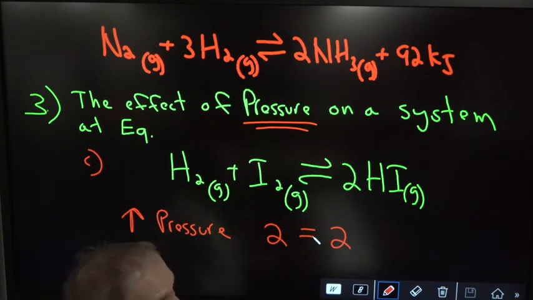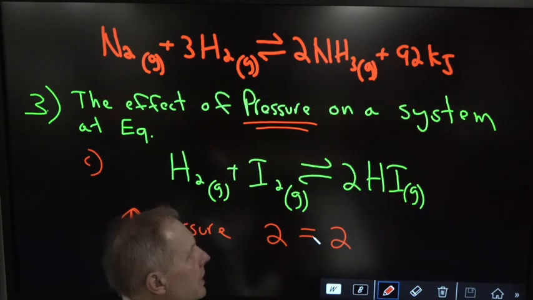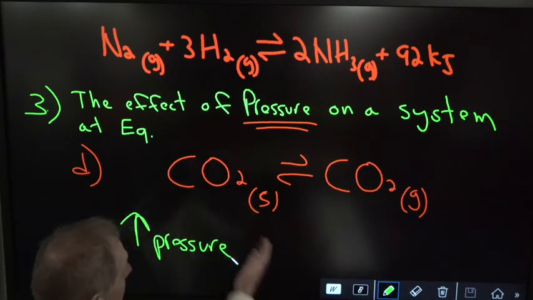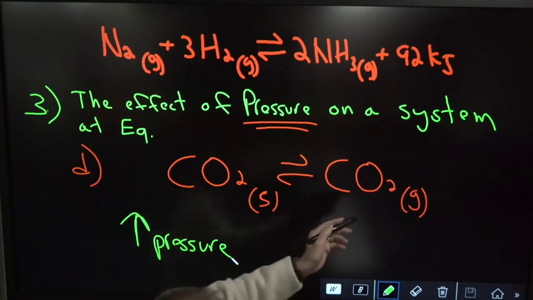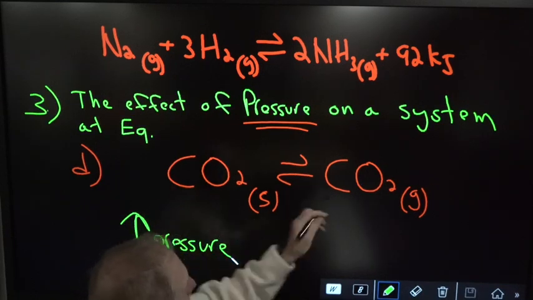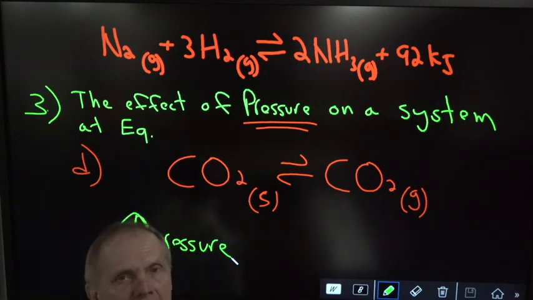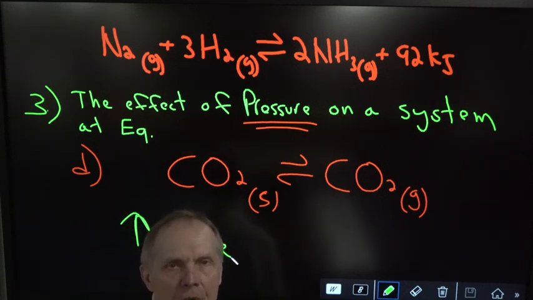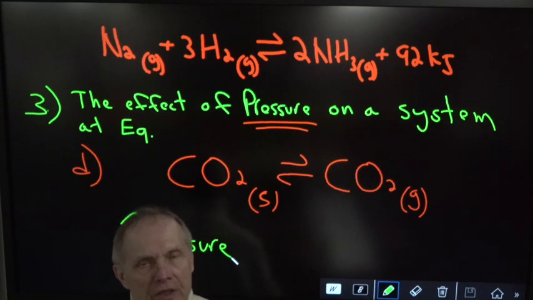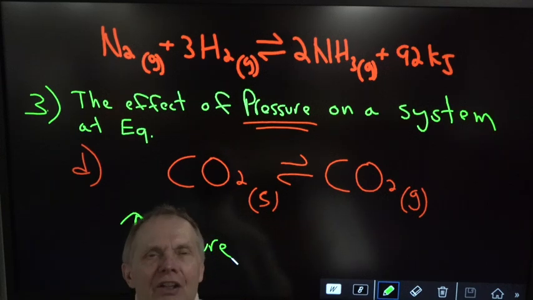Now, next question, what if it's not an all-gas system? Well, I'll give you the classic example of that right now. All right, now, I have CO2 solid is in equilibrium with CO2 gas. It's not an all-gas system, so we can't use the coefficients. But here's a little rule. I'm going to increase the pressure. If you increase the pressure on a system that's not all gas, look for what side has only gas on it, all right? And an increase in pressure will squeeze that gas into a liquid or solid.